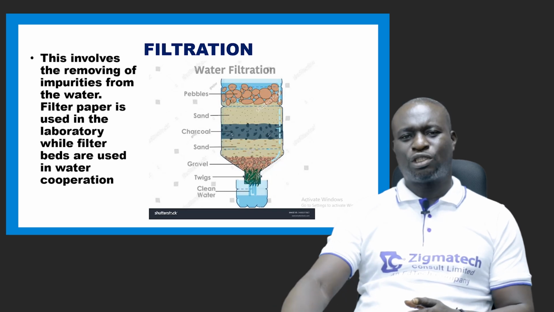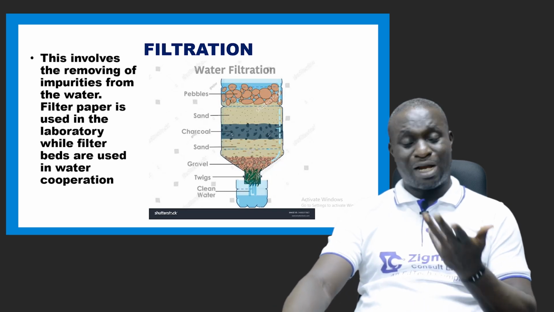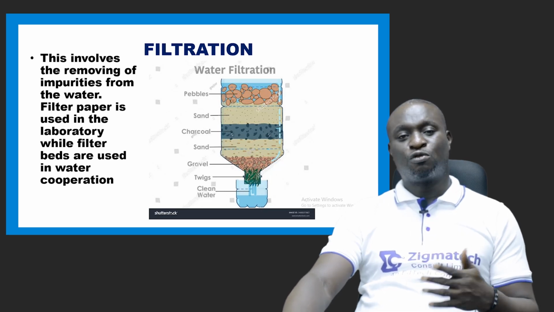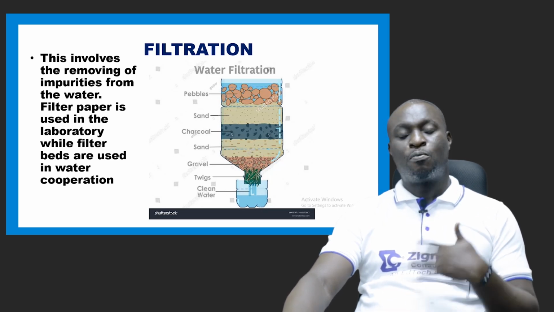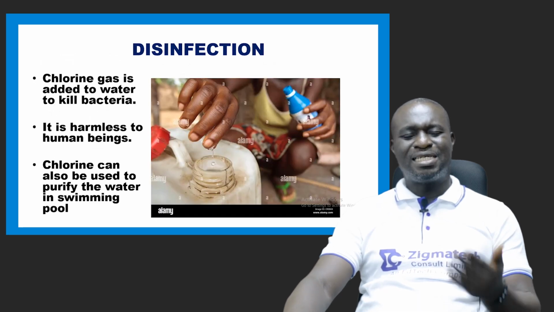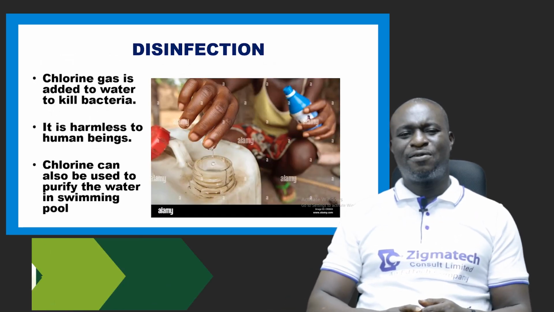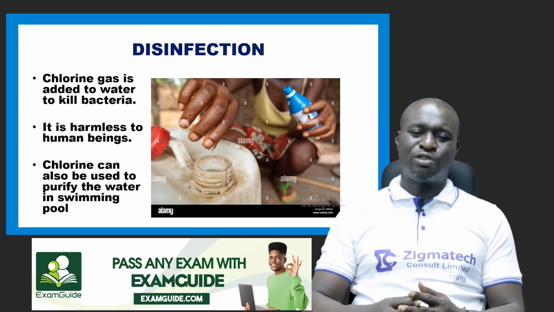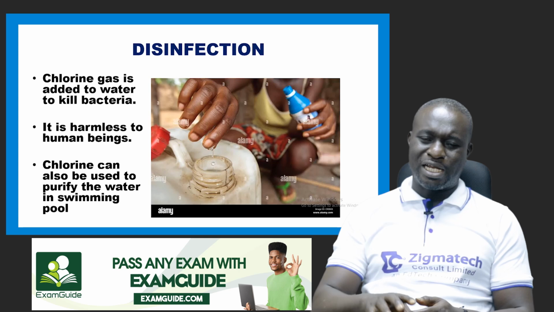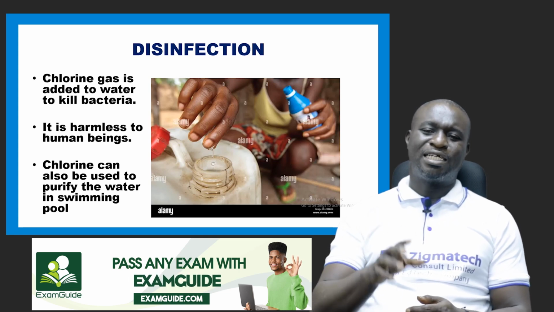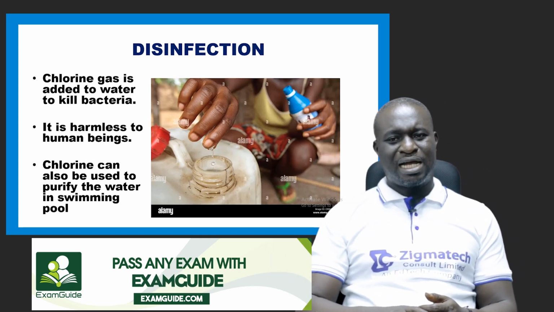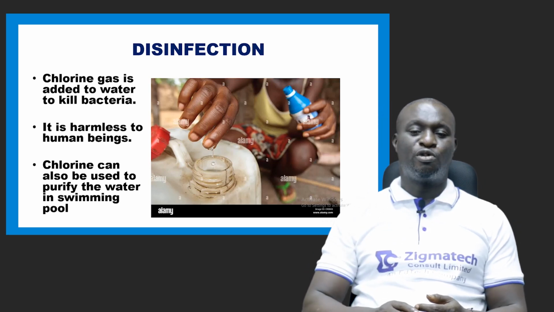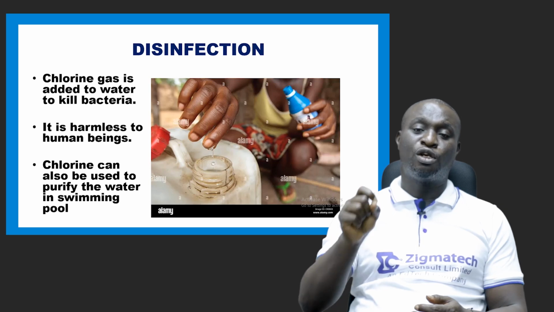The next stage, almost the finishing of the process of treating or purifying water, is disinfection. During disinfection, we have several ways we can disinfect, but one of the common ways is to add chlorine. Chlorine gas can be added to kill bacteria. It is harmless to human beings. Chlorine also can be used to purify water in the swimming pool.